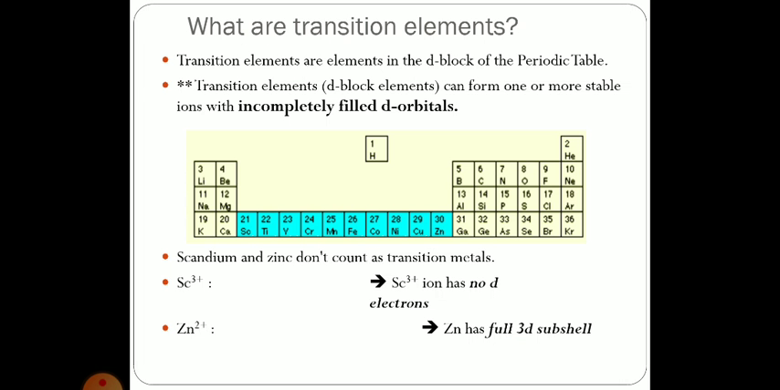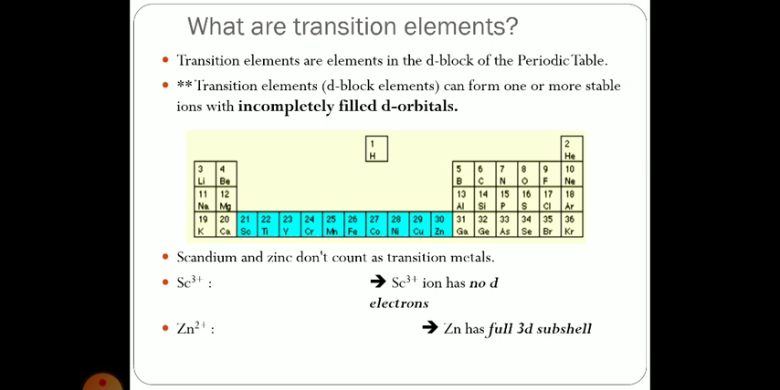Now students, first of all we will learn what is meant by transition elements and where their place is in the periodic table. Transition elements are the elements in the D block of the periodic table, and transition elements, that is D block elements, can form one or more stable ions with incompletely filled d orbitals. Students, look at the structure of the periodic table, where you will find the D block elements, that is transition elements.